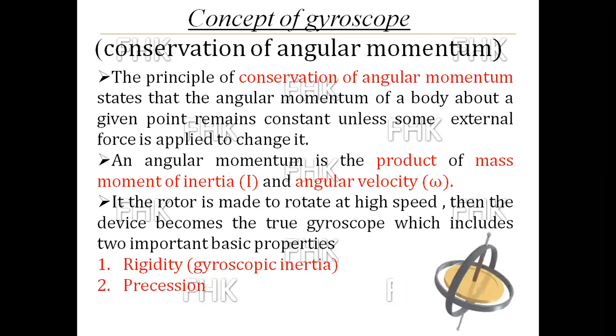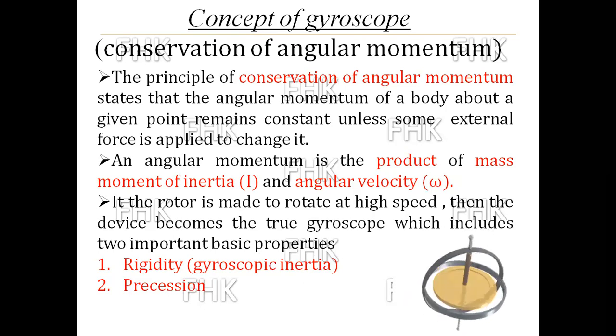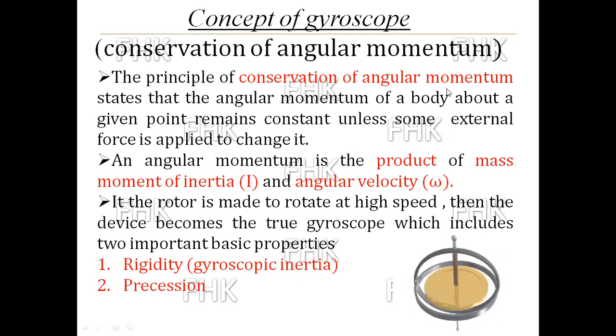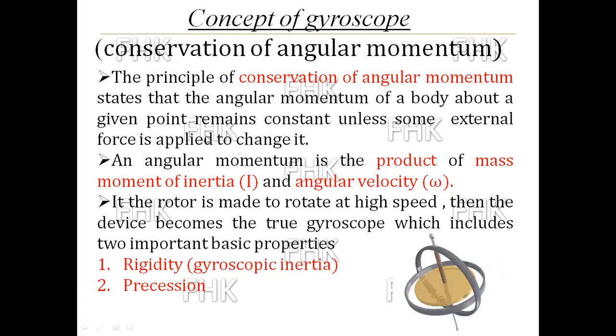Now the gyroscope works on the concept of conservation of angular momentum. Now what is that conservation of angular momentum? The principle of conservation of angular momentum states that the angular momentum of a body about a given point remains constant unless some external force is applied to change it.